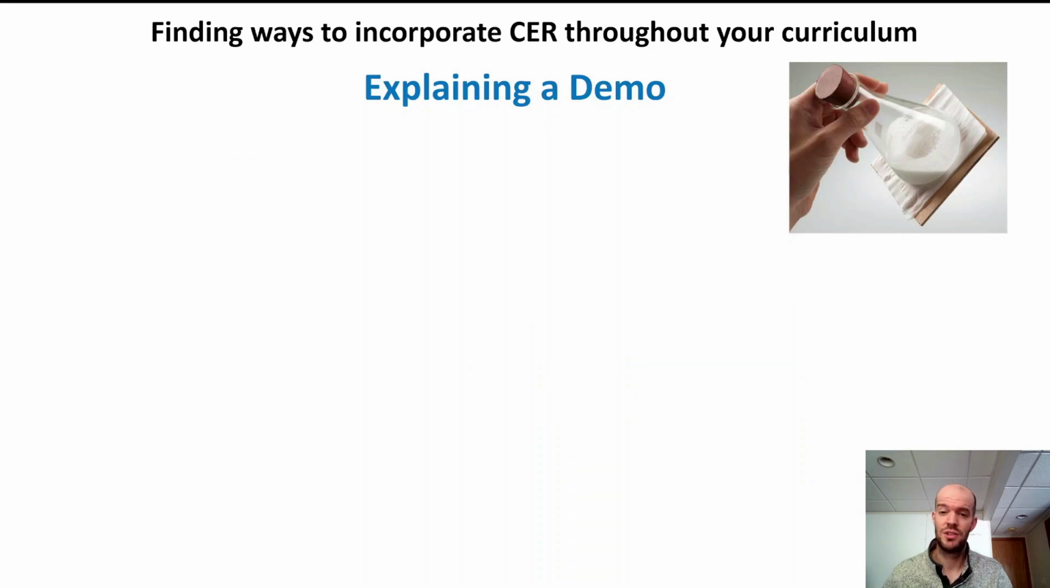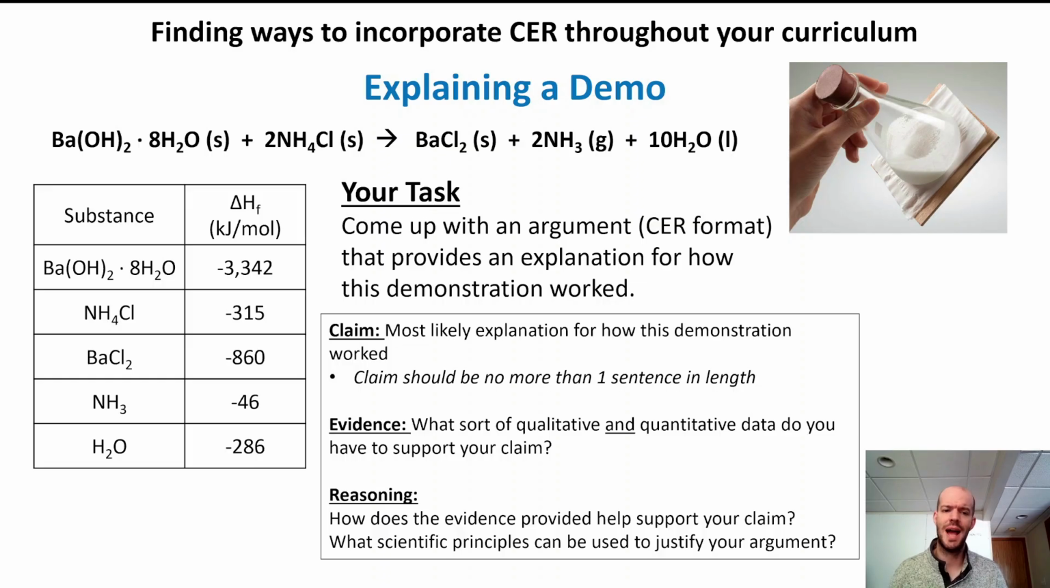One of my favorite ways to do it is to use a demo. So I give students the reaction itself, and I give them the heat of formation values for each of the substances involved. And instead of asking them just something like calculate delta H, I say, look, I want you to come up with an argument that provides an explanation for why this glass stuck to this piece of wood. And so why do you think that happened?